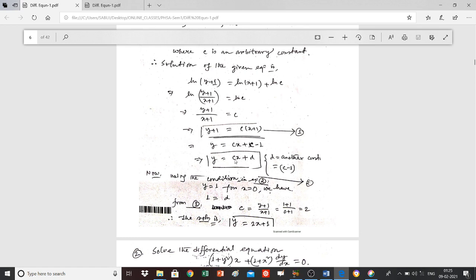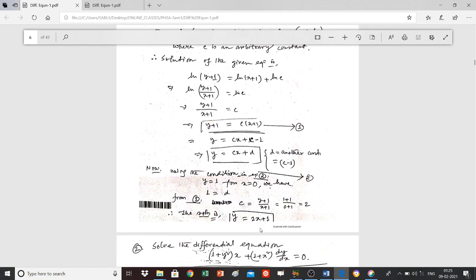Now you need to know the value of c. To know the value of c, you also have to impose the boundary condition in this equation, that is y is equal to 1 for x is equal to 0. From this solution you can write c is equal to (y plus 1) by (x plus 1), that is equal to, with y is 1 and x is 0, 2. So c is 2 and d is 1 as calculated. So you can write y is equal to 2x plus 1. This is the complete solution.